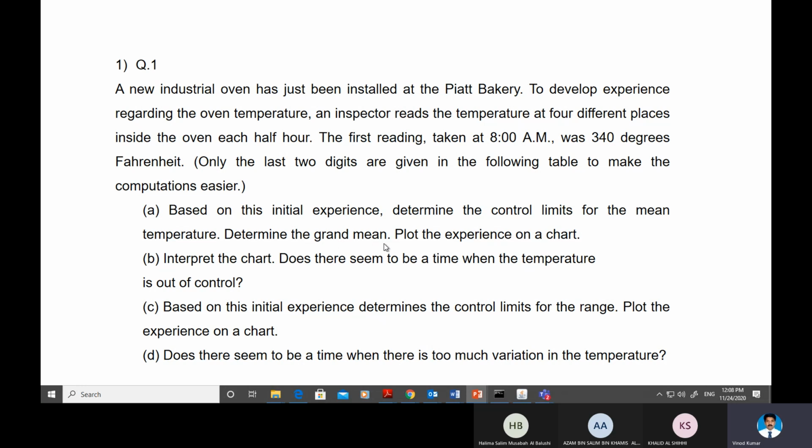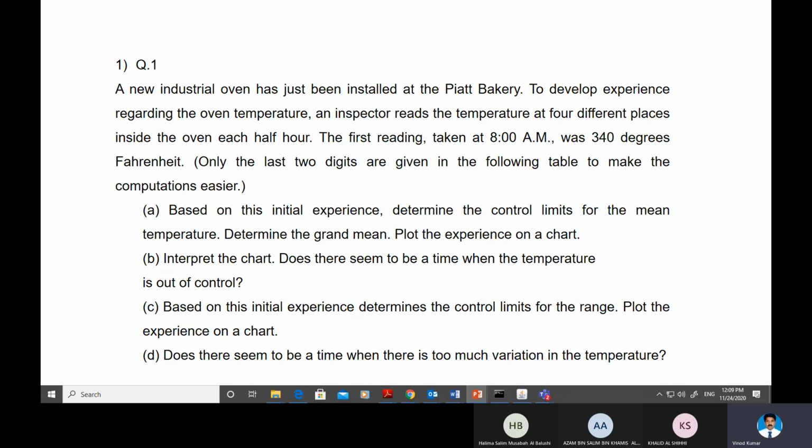Determine the grand mean, X double bar. Plot the experience on a chart. Interpret the chart. Does there seem to be a time when the temperature is out of control? Based on the initial experience, determine the control limits for the range. Plot the experience on a chart. Does there seem to be a time where there is too much variation in the temperature?